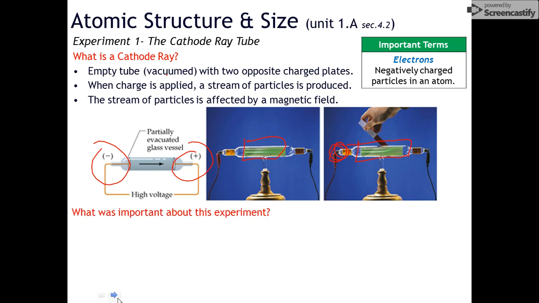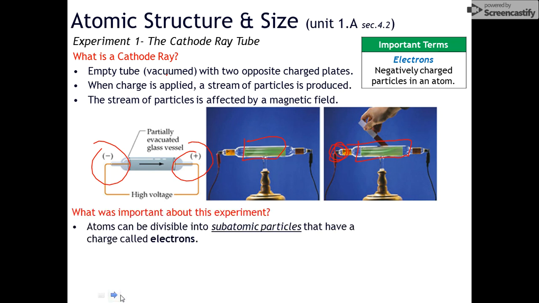So what was so important about this experiment? Well, now atoms can be proven to be subdivisible into small particles, charged particles that we call electrons. So what does the atom now look like?